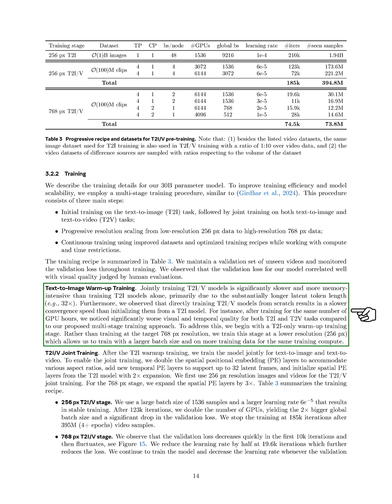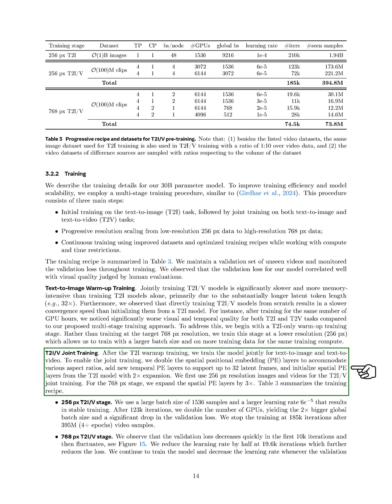Therefore, we begin with a T2I-only warm-up training stage at a lower resolution of 256 pixels, allowing us to use a larger batch size and more training data. After the T2I warm-up, we proceed to joint training for T2I and T2V. To facilitate this, we double the spatial positional embedding layers to handle different aspect ratios and add new temporal layers for up to 32 latent frames. We initialize the spatial layers from the T2I model with a 93 by 93 expansion.